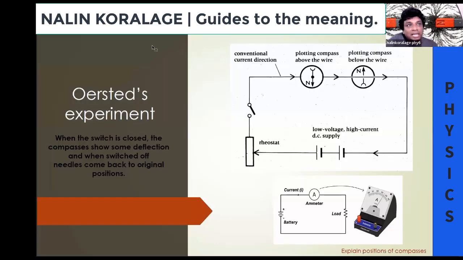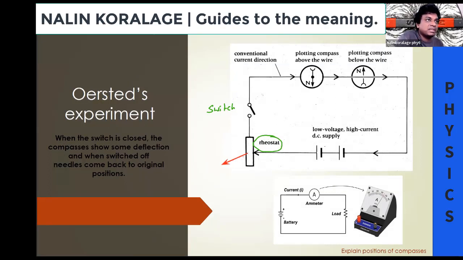So this is going to be the tiny sketch of what was basically done by Ørsted. Here we have the switch, to switch the current supply on and off. Here we have something called a rheostat, which is also called a variable power supply, or we can say a variable resistor. Basically, the purpose of that rheostat is to vary the current.